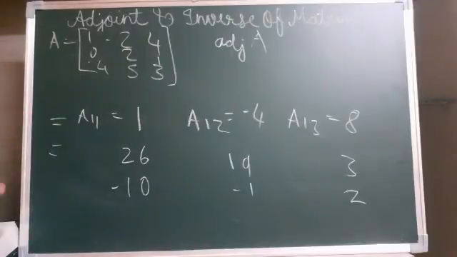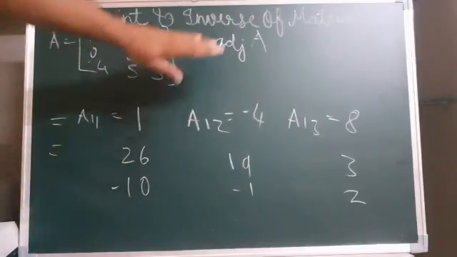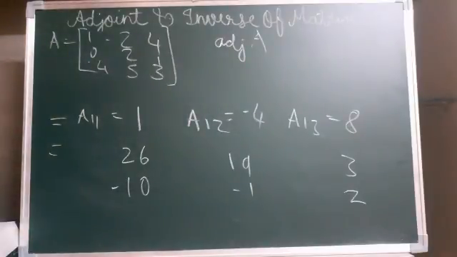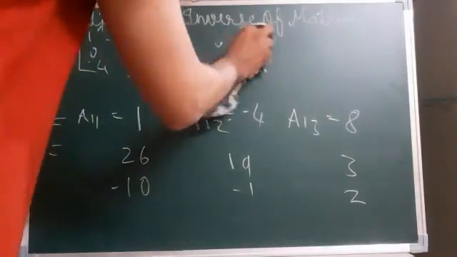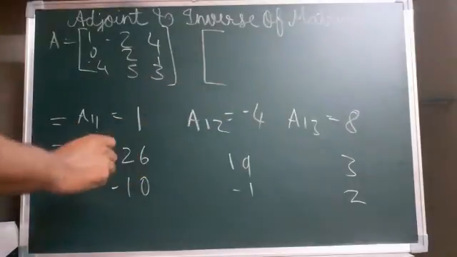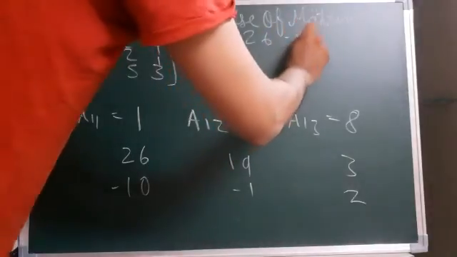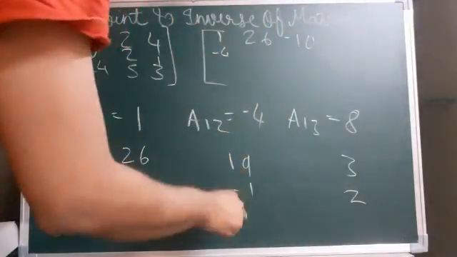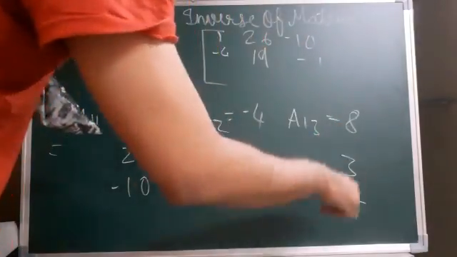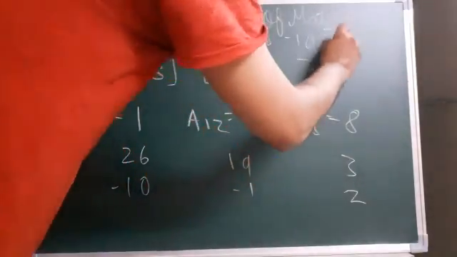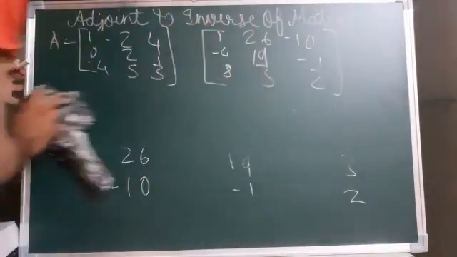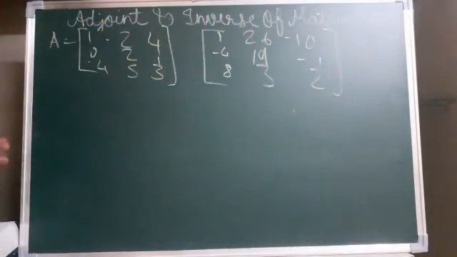Now to find the adjoint, what is the last step? We have to transpose these cofactors. Transpose means we change the columns into rows and rows into columns. So transposing it, we get 8 26 10, then minus 4 19 minus 1, then 8 3 2. So this would be adjoint A, which was asked in the question. This is an easy method to find the adjoint of A.